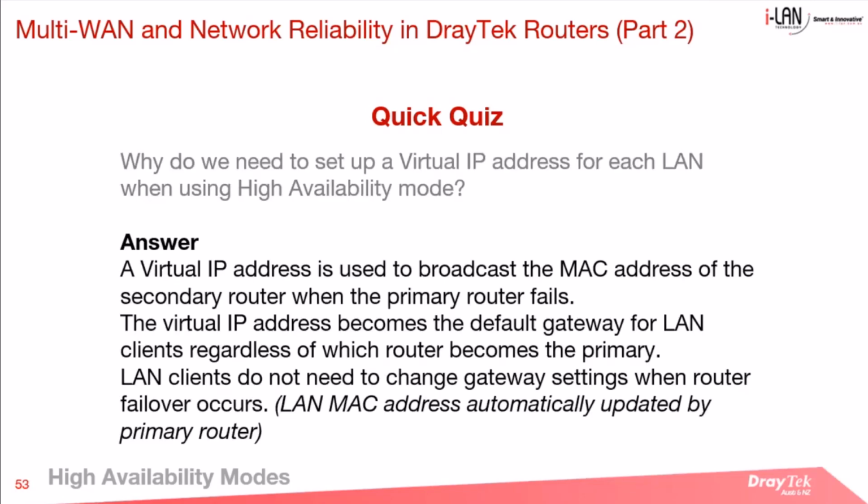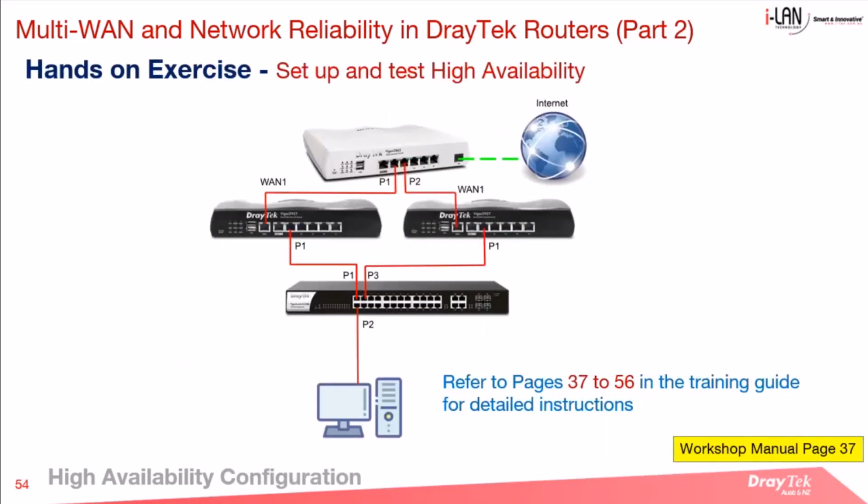So the virtual LAN IP address is crucial in high availability, and it also looks after the MAC address in the high availability group and the routers. Okay, now we have an exercise. You can open your manual on page 37. So yeah, we can do it now.